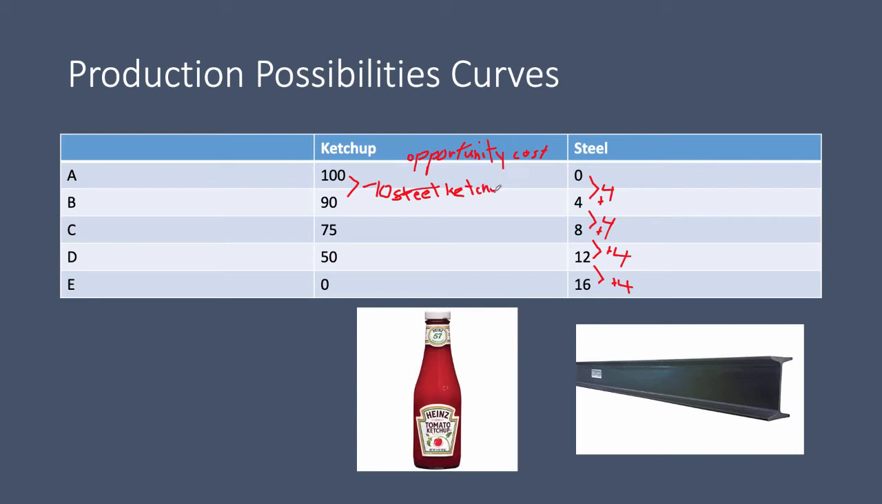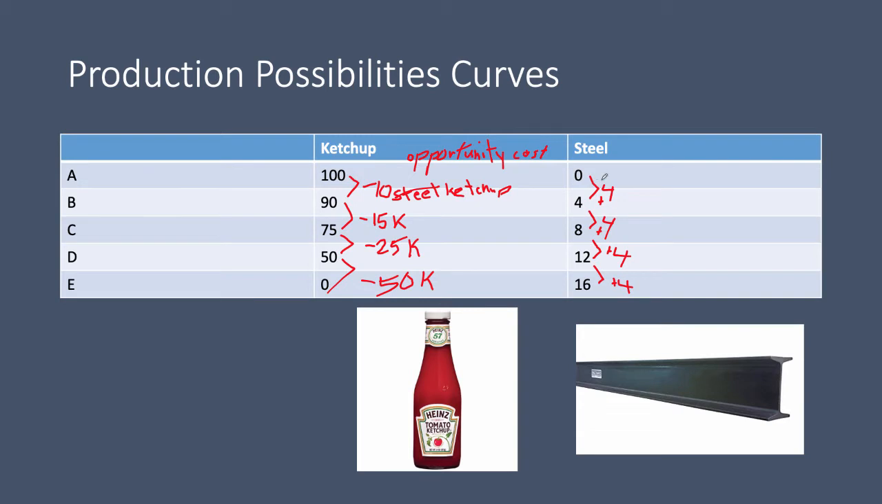And then if we go from option B to option C, you'll notice that the change here is not the same. It's actually a little bit more. The difference between 90 and 75 is 15, so we produce 15 fewer units of ketchup. And then if we go from C to D, oh, look at that. The opportunity cost is even higher. It's 25 units of ketchup. And if we go from D to E, we give up all of our ketchup. We lose 50 units of ketchup to get 4 tons of steel.